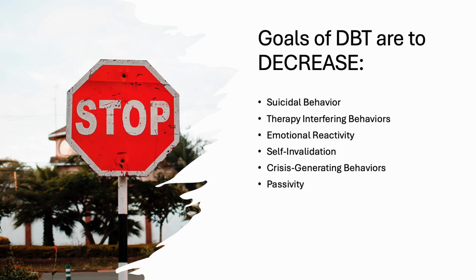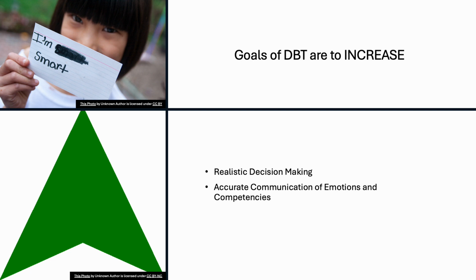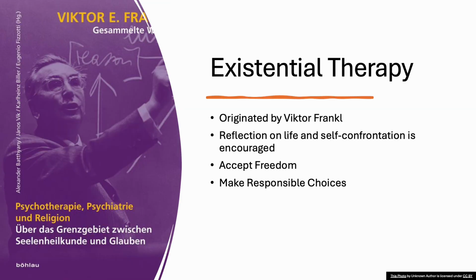DBT goals are to decrease the following behaviors: suicidal behaviors, therapy-interfering behaviors, emotional reactivity, self-invalidation, crisis-generating behaviors, and passivity. DBT aims to increase the following two behaviors: realistic decision-making and accurate communication of emotions and competencies.